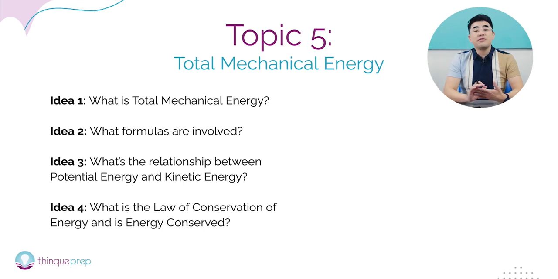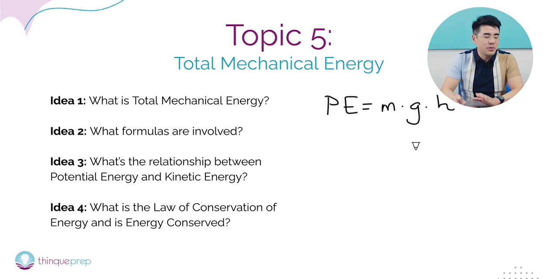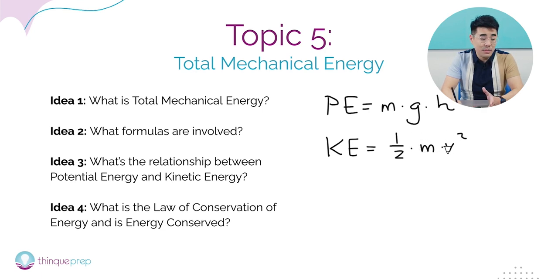So what formulas are involved? You don't necessarily need to know the formulas, but I'm going to give them to you so you have an idea of the concepts involved. So potential energy, PE, is equal to mgh. M is for mass, G is the acceleration due to gravity, and H is the height. So those are the three things that matter when calculating potential energy. And then kinetic energy is equal to 1/2 mv squared. So kinetic energy only depends on the mass of the object and the velocity or the speed of the object.